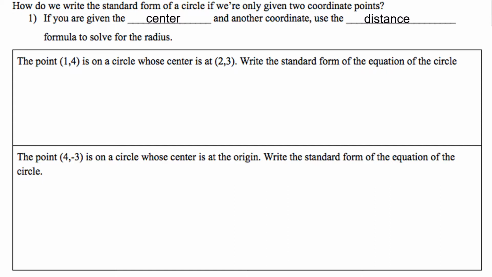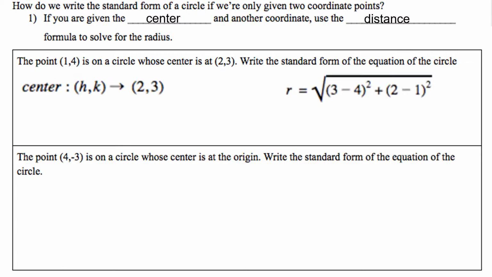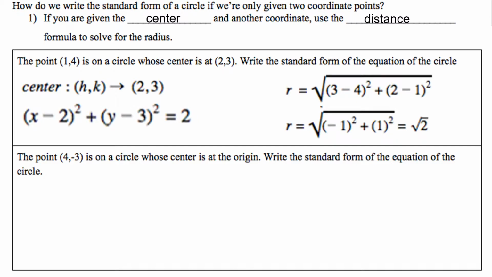So we're given a point (1, 4) and a center at (2, 3). So we already know the beginning part of our equation, and we just need to find the distance. It doesn't matter whether I find the distance from the point to the center or from the center to the point. So I'm going to take the square root of (x2 minus x1) squared plus (y2 minus y1) squared. In this case, I went from the center out to the point. I'm going to get a radius of the square root of 2, which means that my equation is going to look like (x minus 2) squared plus (y minus 3) squared equals 2, because the square root of 2 squared is 2.